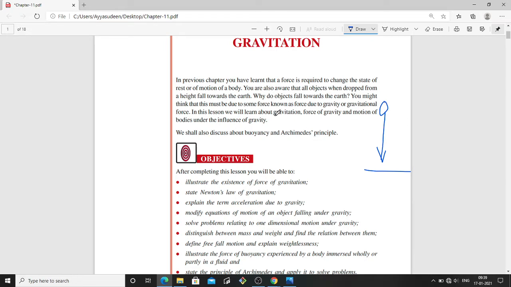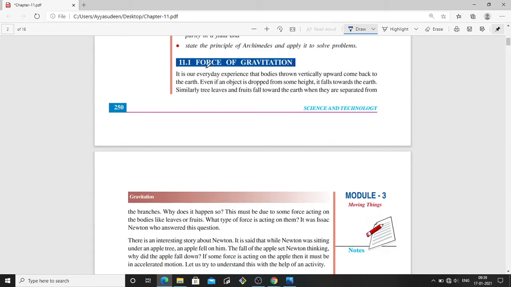In this lesson, we will see about gravitation, force of gravity, motion of bodies under the influence of gravity, and also we'll see about buoyancy and Archimedes principle. So, first one is force of gravitation.